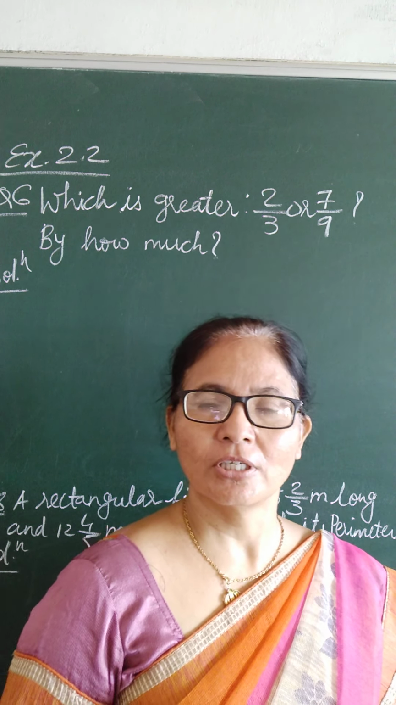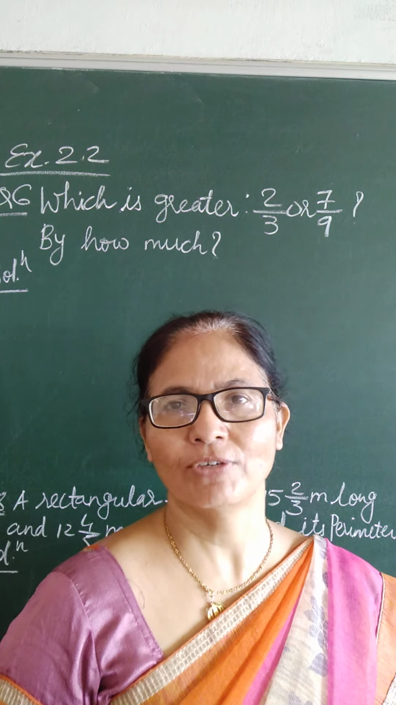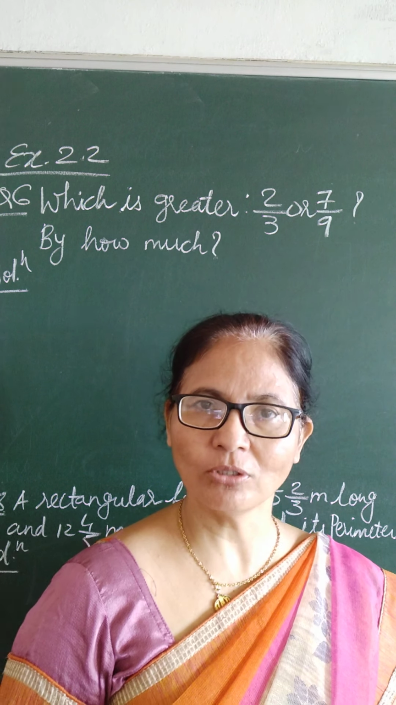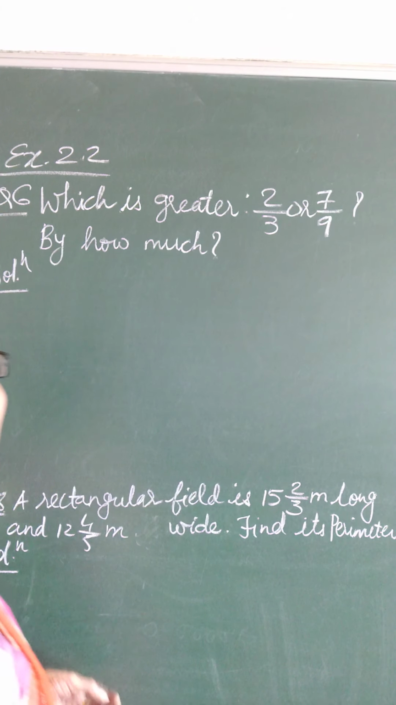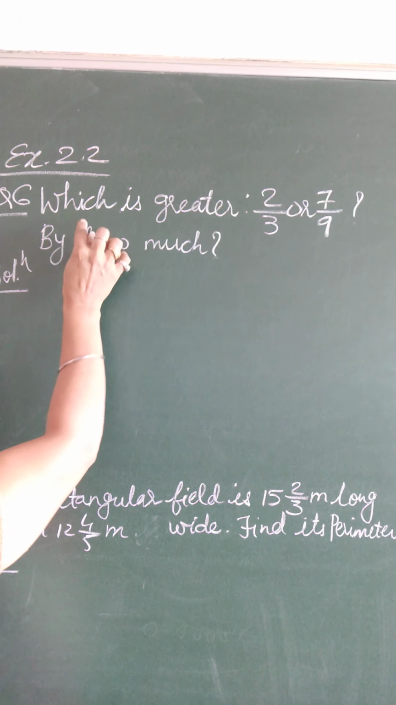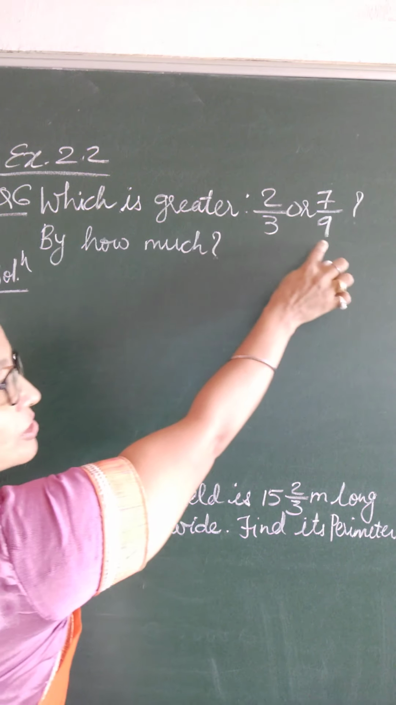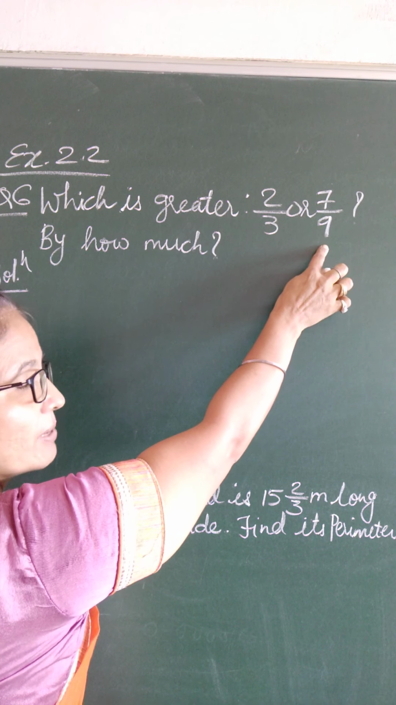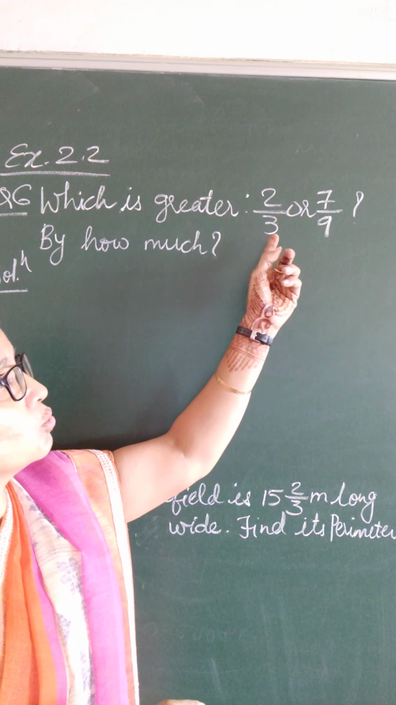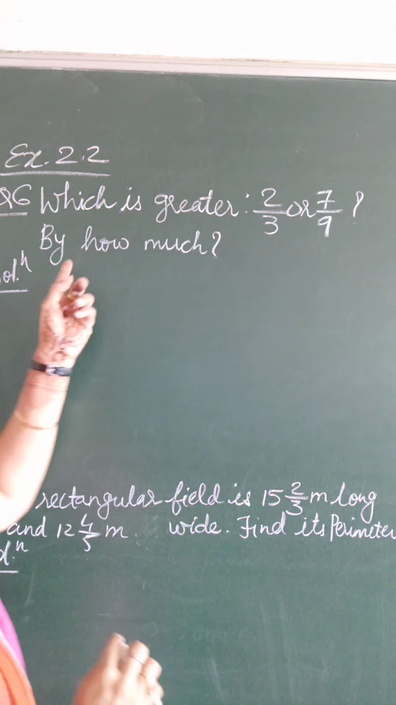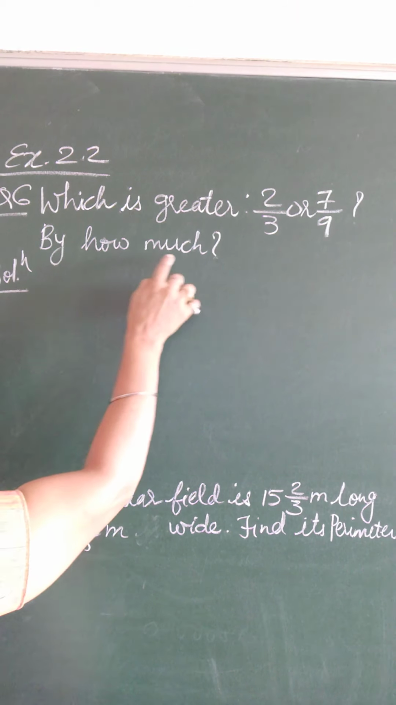Today we are going to study a few more sums of exercise 2.2 based on fractions. Okay, so let's see. Question number 6, what is written? Which is greater? Which two fractions are given? 2 by 3 and 7 by 9. Out of this, what is greater? And if any one is greater, then you have to find by how much it is greater.